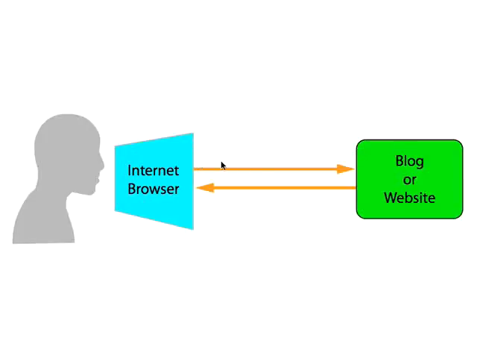The internet browser sends a message to their favorite blog or website saying, "Hey, what's new? What do you got?" And the blog or website sends the information back, and the internet browser displays it for the user. Now, the interesting thing is that what an RSS feed does is something like this.